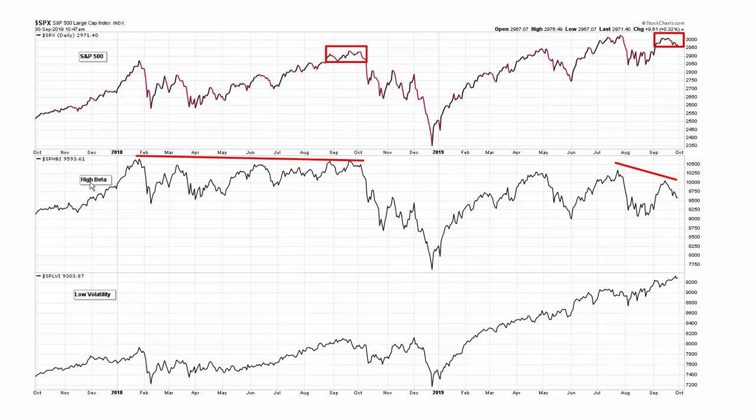These are the high beta stocks. These are more growth stocks, stocks that are more volatile. And when the market goes up, if they fail to match the high, it's a little bit of a warning that money is coming out of the growth stocks and going into lower volatility stocks, and that's a warning. So I would consider this to be an issue right now.